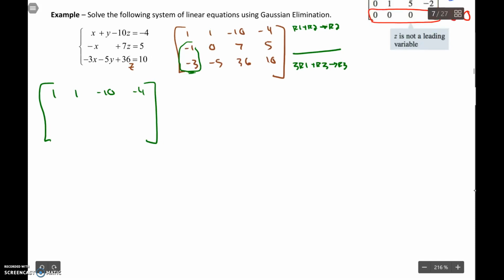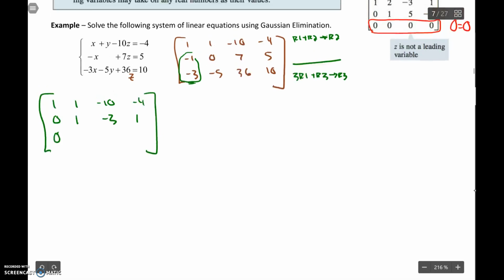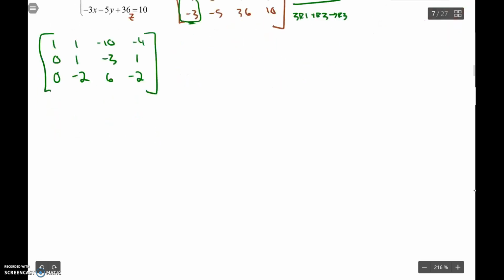1 and 2, 1 plus a negative 1 is 0. 1 plus a 0 is 1. Negative 10 plus 7 is negative 3. 1. Now here I've got to take 3 times the first row, add it to row 3. So 3 times 1 is 3. 3 plus a negative 3 is 0. 3 minus 5 is negative 2. Negative 30 plus 36 is a 6. And negative 12 plus 10 is a negative 2.